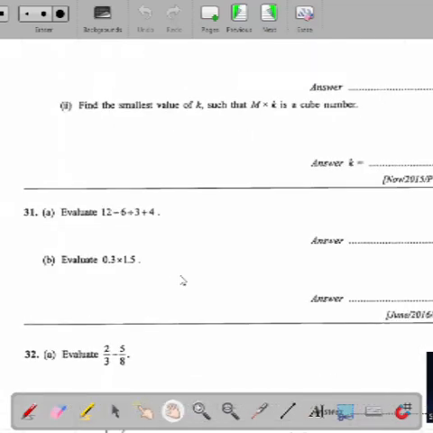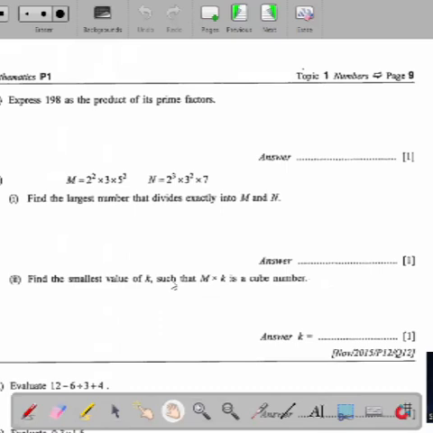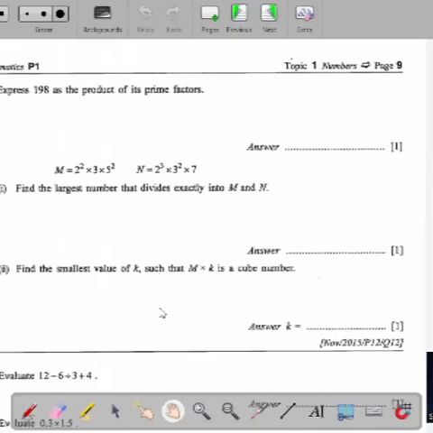Okay, let's move to the next question. Express 198 as the product of prime factors. All right, 198: 2 times 99. After that, 3 times, because 2 is not going to divide this one, then it is 33. After that, 3 times 11, and 11 times 1.